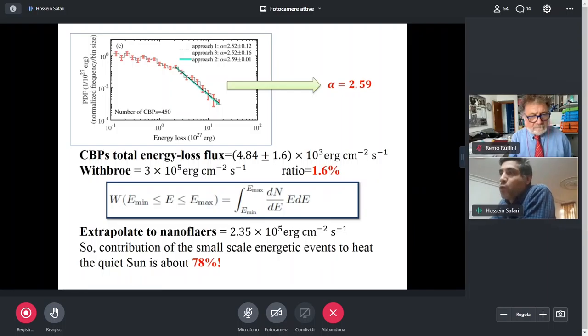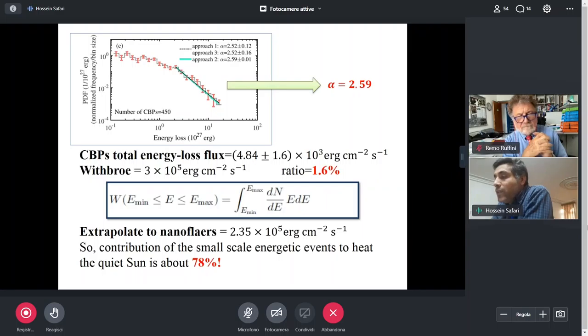and we used three different approaches to find this power law index for the distribution. And we find that the contribution of the system of coronal bright points to heating the solar corona is about 1.6%. And if we compare it with Withbroe values for the quiet sun, if we continue this distribution to smaller features, to nanoflares, and also campfires, the campfire energy will be in this region. And if we continue this distribution with the same power law index for smaller energies, we can compute the contribution of small scale events in the heating of the quiet sun corona.